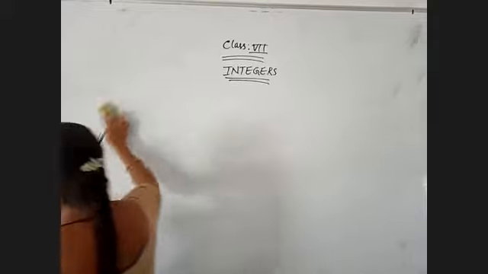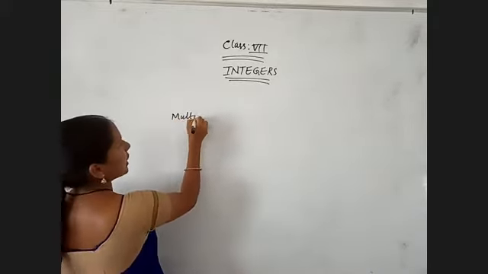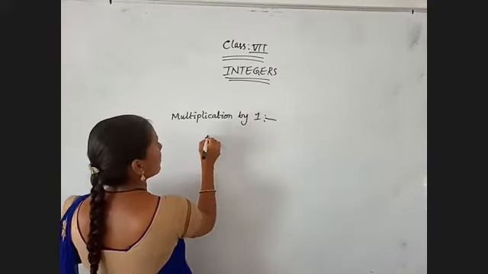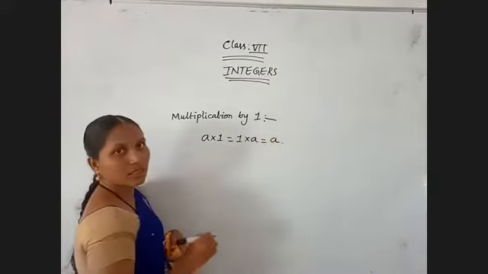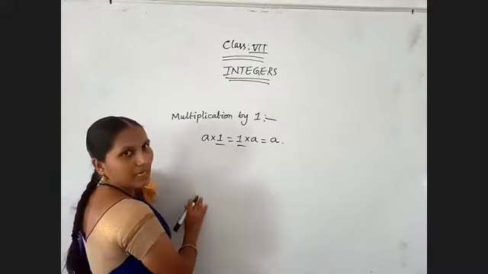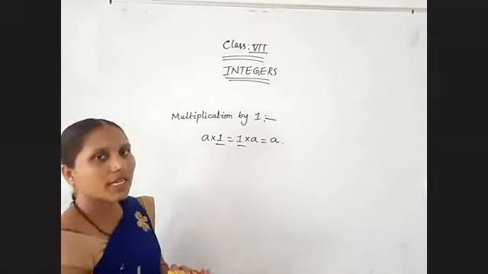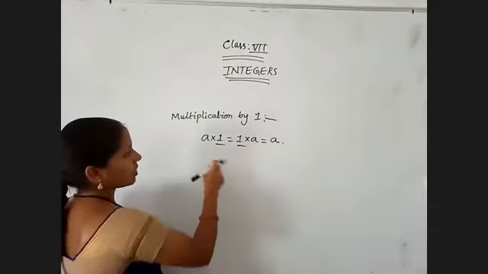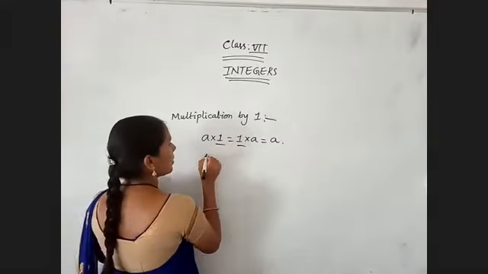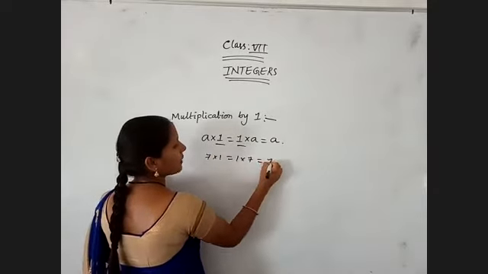I am coming to multiplication by 1 and by minus 1. If you are multiplying any number by 1, you will get the same number as the result. That's why 1 is called the multiplicative identity for integers. And if we add 0 to any integer, we get the same number as the result. That's why 0 is called the additive identity. For example, 7 into 1 is equal to 1 into 7 is equal to 7. So that's why 1 is the multiplicative identity.